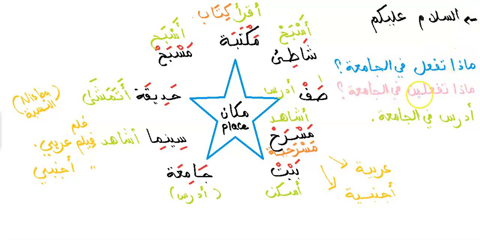ماذا تفعل في الجامعة؟ أدرس في الجامعة. The only thing that you would change is the place. ماذا تفعل? And of course you have to include في because it refers to at or in. ماذا تفعل في الشاطئ? And as you can see, there is a definition right here, ألف لام. ماذا تفعل في المكتبة, في المسبح, في الصف, في المسرح, في البيت.